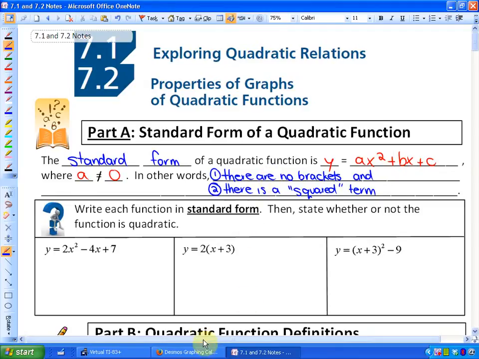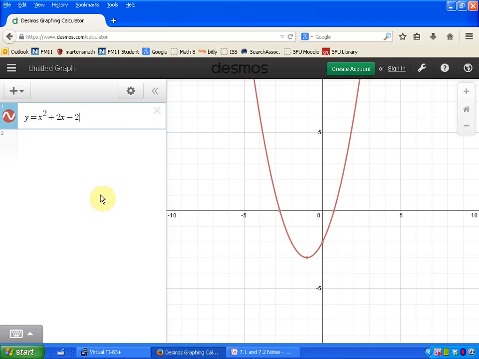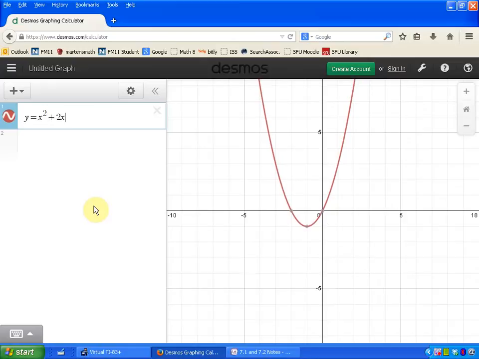Let me just introduce the quadratic functions to you by showing you some graphs. This is a particular graphing website. Here's the function y is equal to x squared plus 2x minus 2. So there's no brackets there, and there is a squared term. Here's what that function looks like. Now if I start to get rid of some things, here is the function y is equal to x squared plus 2x. You may want to direct your attention over here. I'm just going to be adding some things.